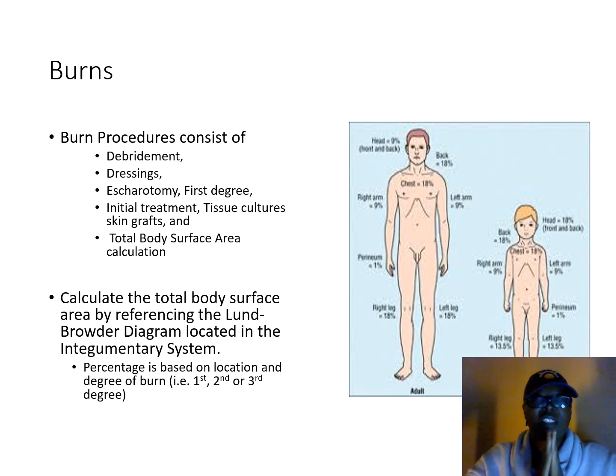But again, the different things that you need to look at or that consist of burn procedures are the debridement, dressings, escharotomy, first degree, the initial treatment, tissue cultures, skin grafts, and the total body surface area calculation. And again, to calculate the total body surface area, you want to make sure you reference the Lund-Browder diagram located in the integumentary system of your CPT manual, or as you can see here, where it represents the percentage of each area and how that is equated, again, to help you come up with the total body surface area.